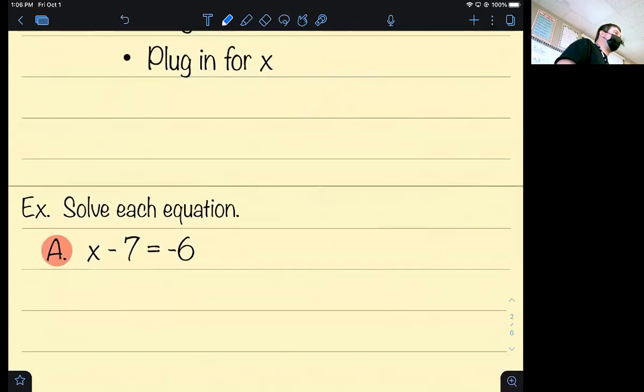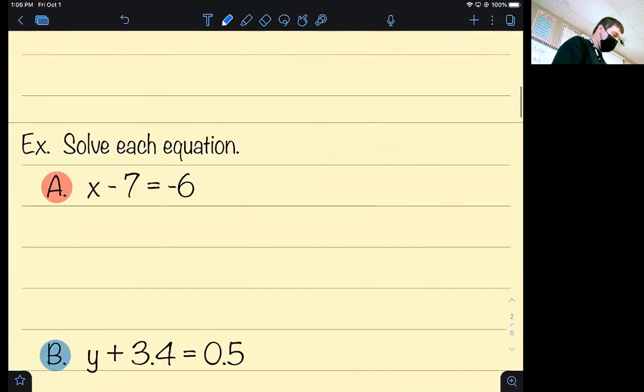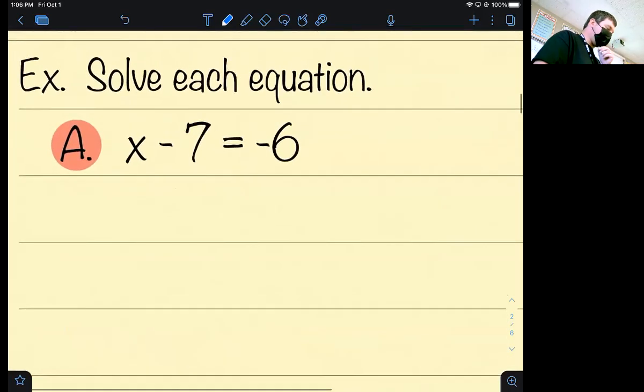You can use your iPad. So let's look at the first one here. It says solve each equation. X minus 7 equals -6. There is one variable term in this equation. What is that variable term? Lizzie. It's x. Yep. And there's nothing in front of the x, so we can just assume it's a 1x.